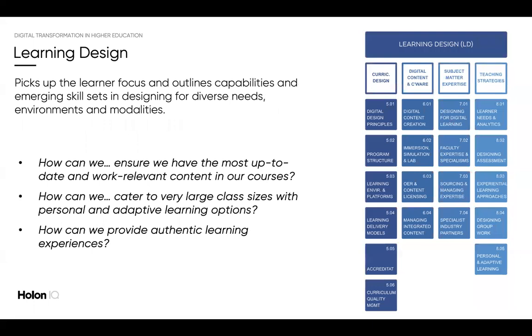Moving into learning design here, we pick up the learner focus and start to outline capabilities and actually emerging skill sets amongst employed staff at the university in designing for diverse needs, different environments, and indeed different modalities. So typical questions here might range from how can we ensure we have the most up-to-date and work-relevant content in our courses? How can we cater to very large class sizes with personal and adaptive learning options? Or how can we provide authentic learning experiences? And there are so many questions that universities are already asking themselves in terms of digital capabilities and learning design.